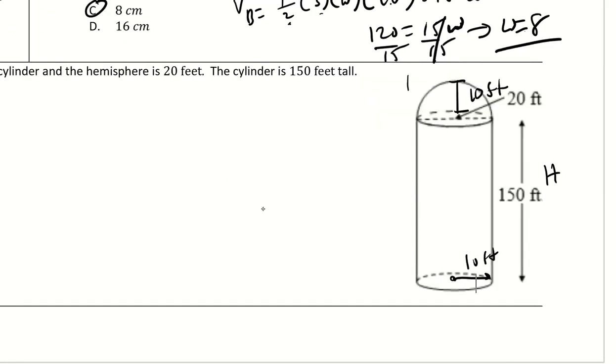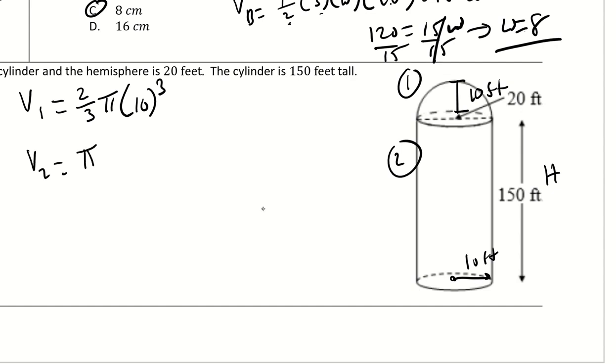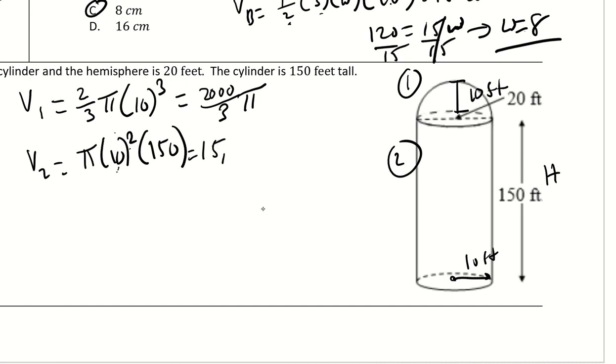So let's do that. We have two shapes, 1 and 2. Remember, the volume of a hemisphere is 2/3 pi r cubed. So 2/3 pi times r cubed. Volume 2, the volume of the cylinder, is pi r squared h. So pi times r squared times h. H is 150. All right, so let's go ahead and figure out what those numbers are. 10 to the third power is 1,000. 1,000 times 2 is 2,000. So this is 2,000 over 3 times pi. 10 times 10 is 100. 100 times 150 is 15,000. We have 15,000 pi.